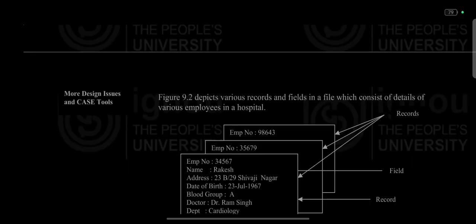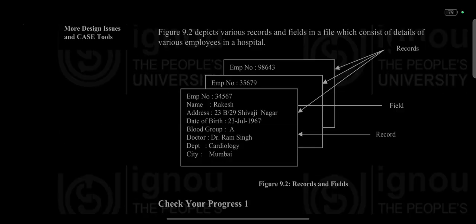Figure 9.2 depicts various records and fields in a file which consists of details of various employees in a hospital. So here you can see records and fields.